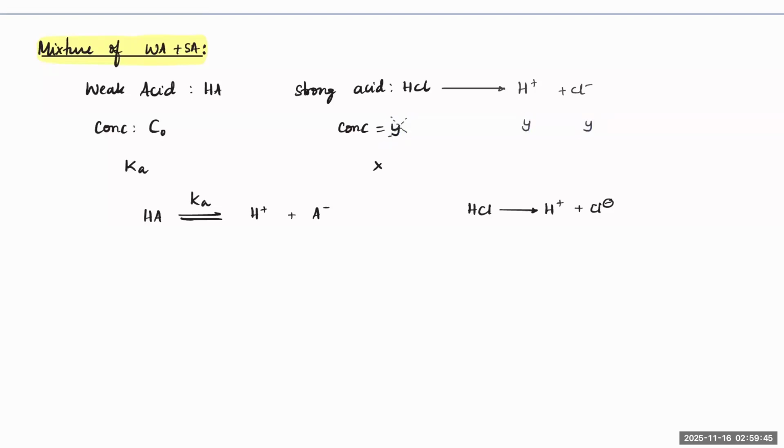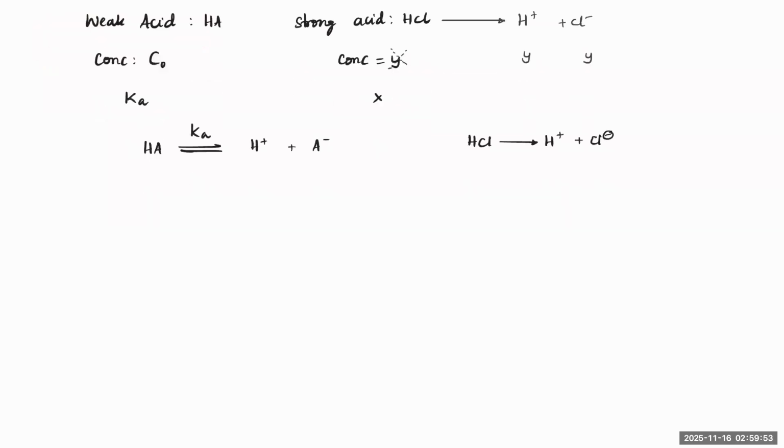So now we will have sufficient H plus concentration and Cl minus concentration already. Got it? Now check this out, everybody. For a weak acid, generally what do we write? We write this as C naught, the concentration initially, correct? And then we say that H plus and A minus are not there, correct? But when the HCl is added to it, clear?